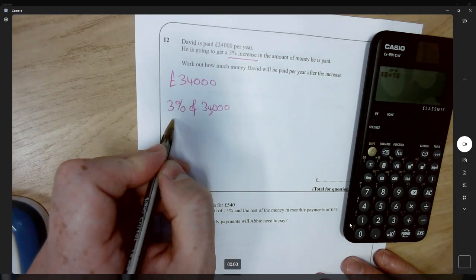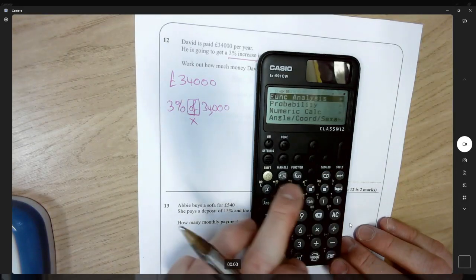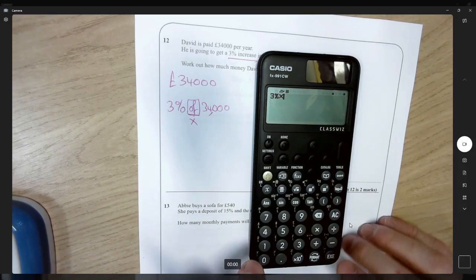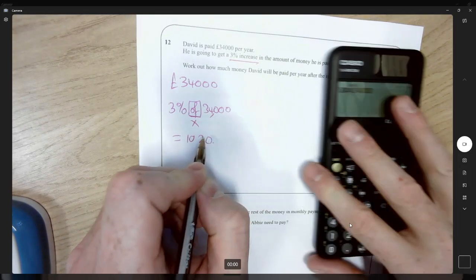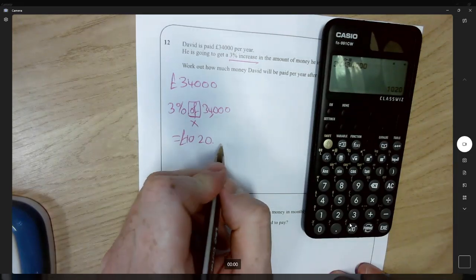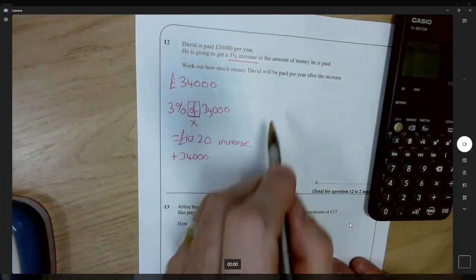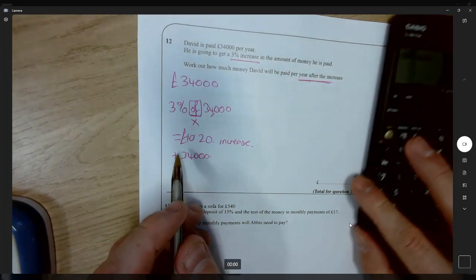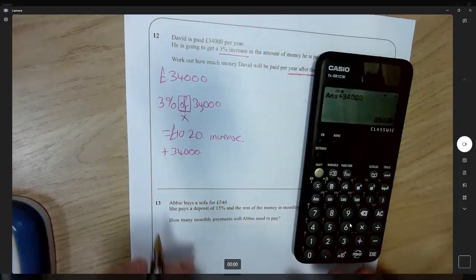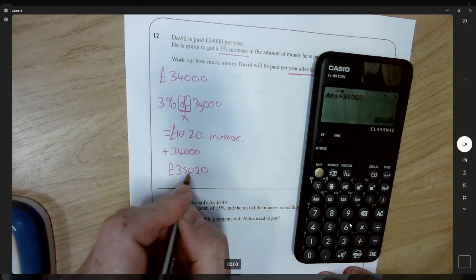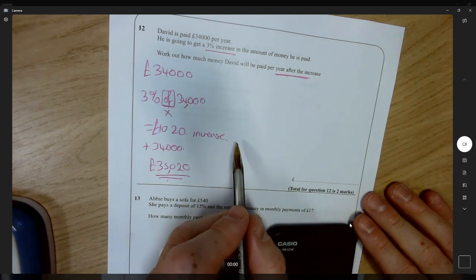So if we do it that way, "of" means times. So we're doing 3% times 34,000. So 3 percent times 34,000, and that's 1,020. Now that's only the increase. So you need to add on 34,000, because it asks you how much money will David be paid per year after the increase. So add on 34,000 and we get 35,020.